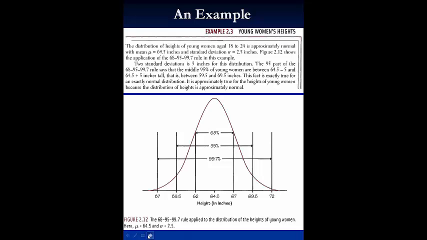And so now our range of numbers, the spread, is from 59.5 to 69.5. So we have 10 inches there. And that tells us that 95% of our population will have heights from 59.5 to 69.5.